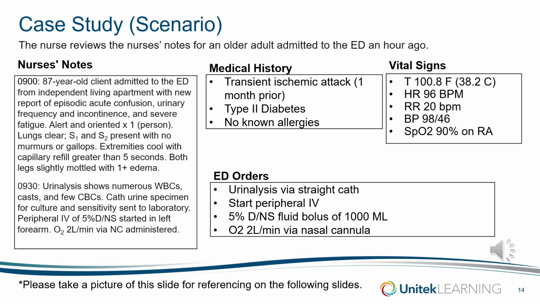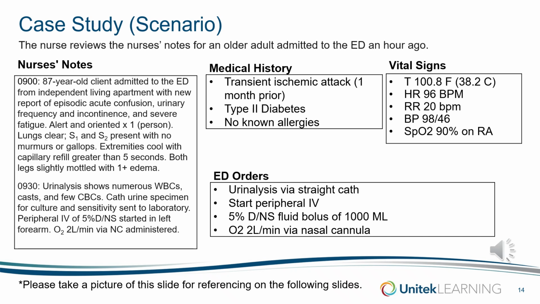We can review the patient's medical history. We see that the patient previously had a stroke a month prior to this visit, has a history of type 2 diabetes, no known drug allergies, with vital signs of 100.8 temperature, heart rate of 96, respiratory rate of 20, blood pressure of 98/46, and satting at 90% on room air.